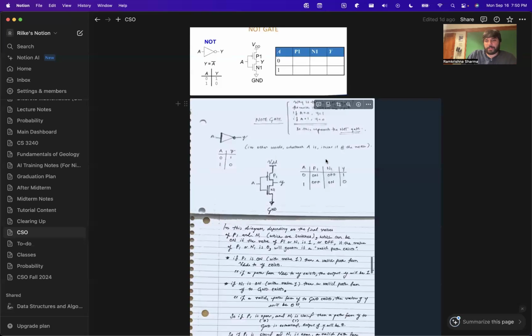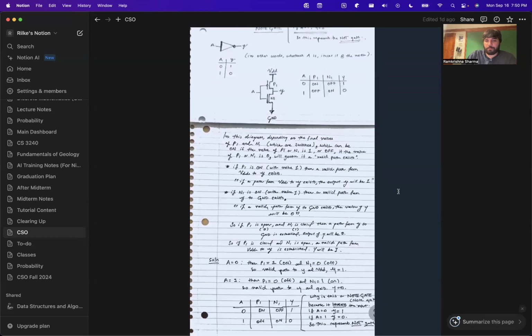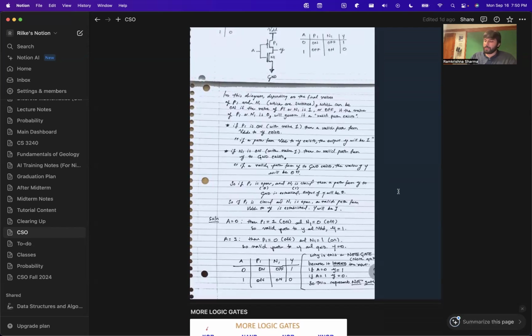And again, this is just sort of an explanation of that. And I think this distinction is important in the sense that you need to know whether it's going to VDD, then it'll be 1, which is easy to remember because high voltage, higher number, it's 1. Low voltage, lower number, it's 0.